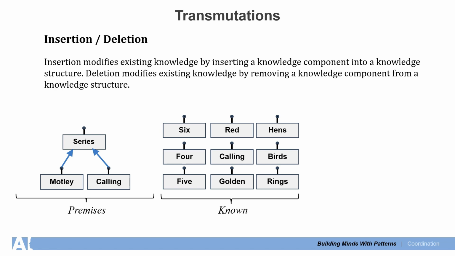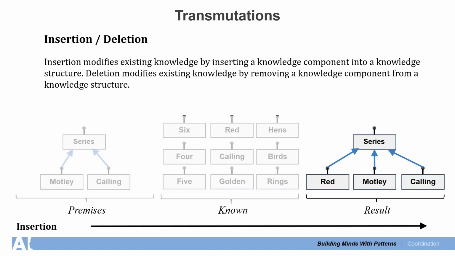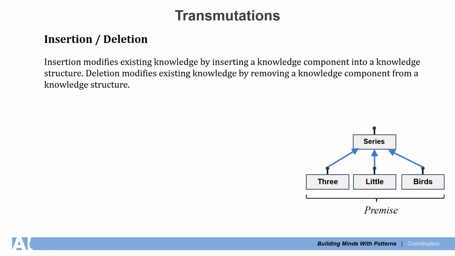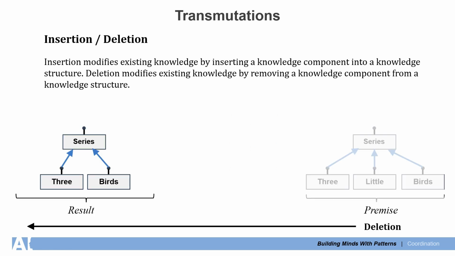So if we have a series, motley calling, and known background schemes, 6 red hens, 4 calling birds, 5 golden rings, we can get a resultant scheme by insertion, red motley calling. If we have a series, 3 little birds, by deletion, we can have another series, a resultant series, 3 birds.